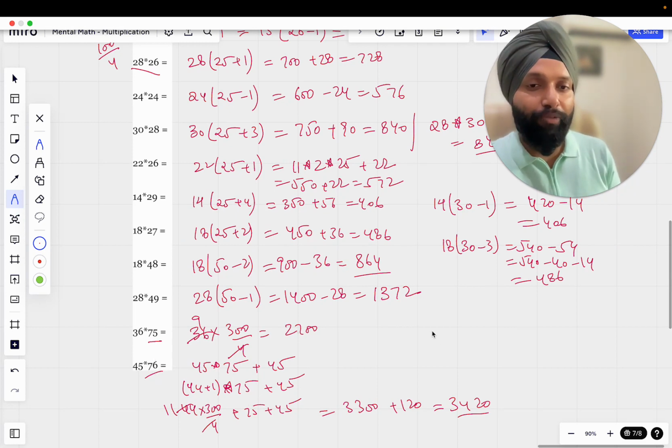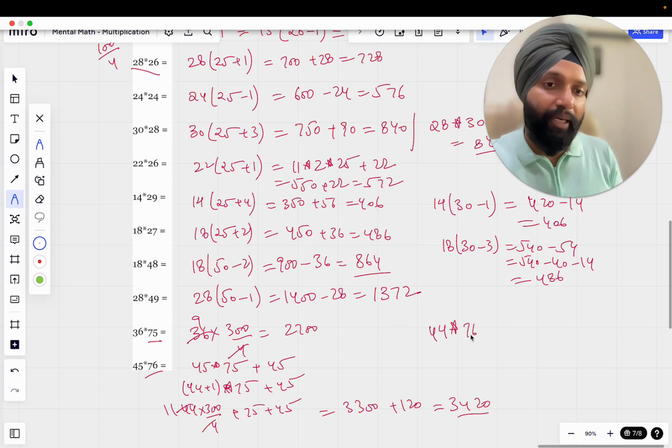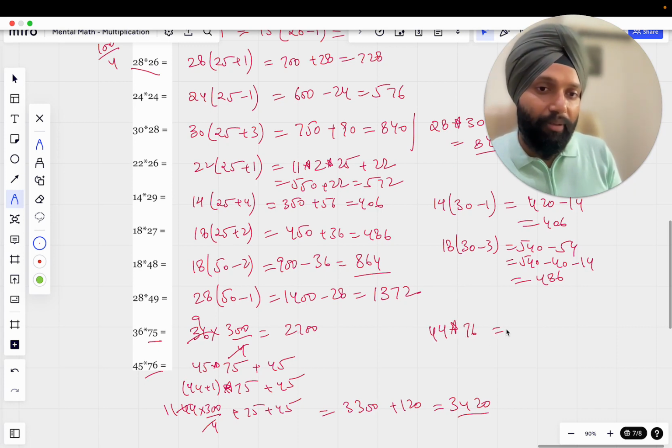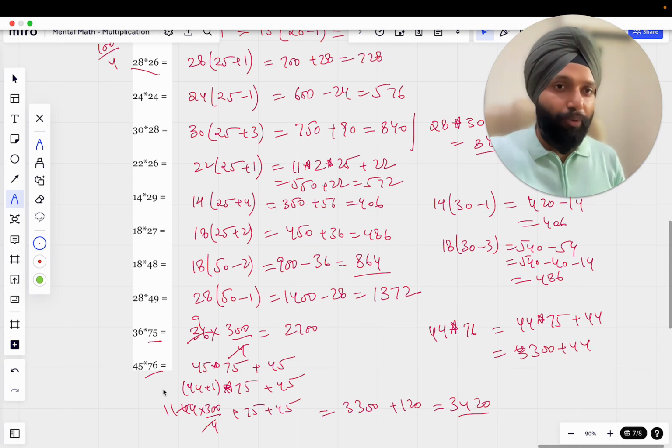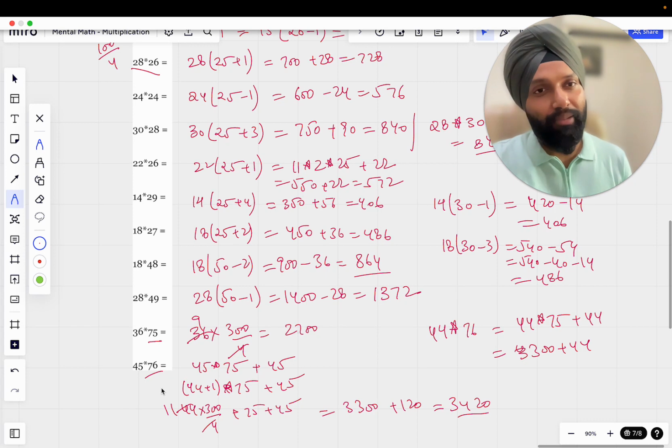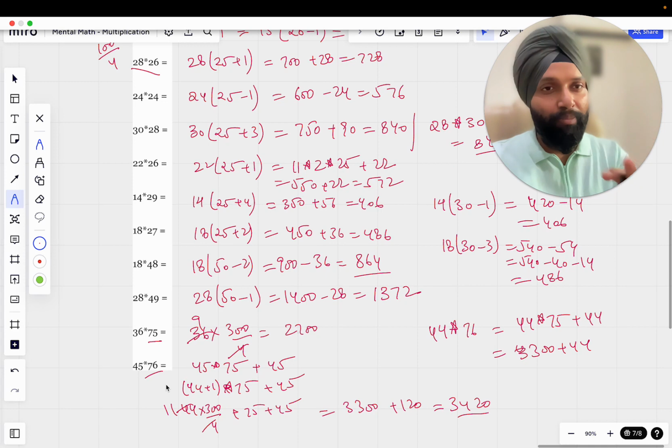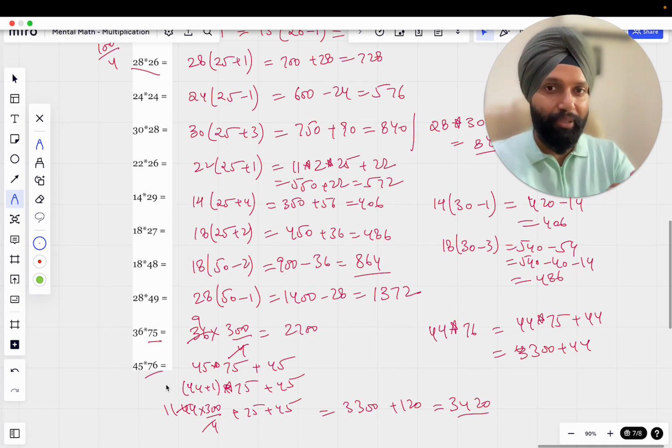If it were just 44 into 76, then we would have done it easier, because then it would be just 44 into 75 plus 44. Right, this is now easier because this is just 3300 plus 44. Since we needed to structure both the numbers, it became a little complex. But yeah, so the basic idea is to simplify the multiplication, look at the numbers in a way that it becomes easier to handle.